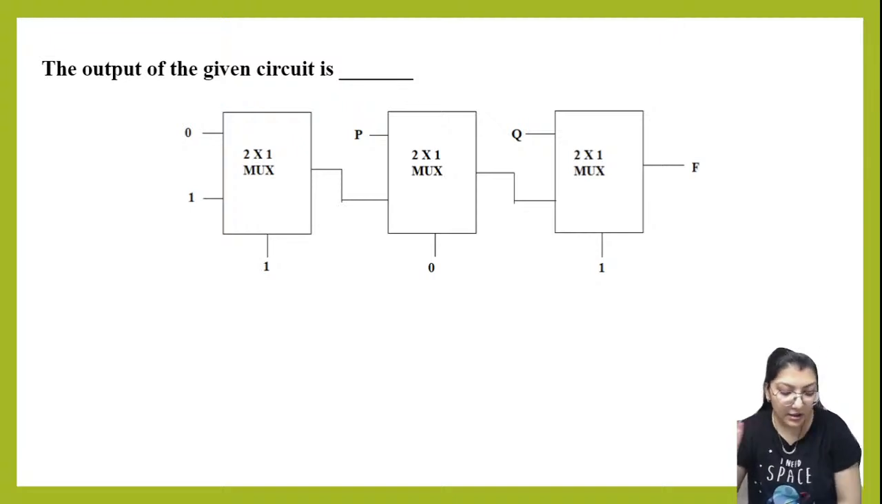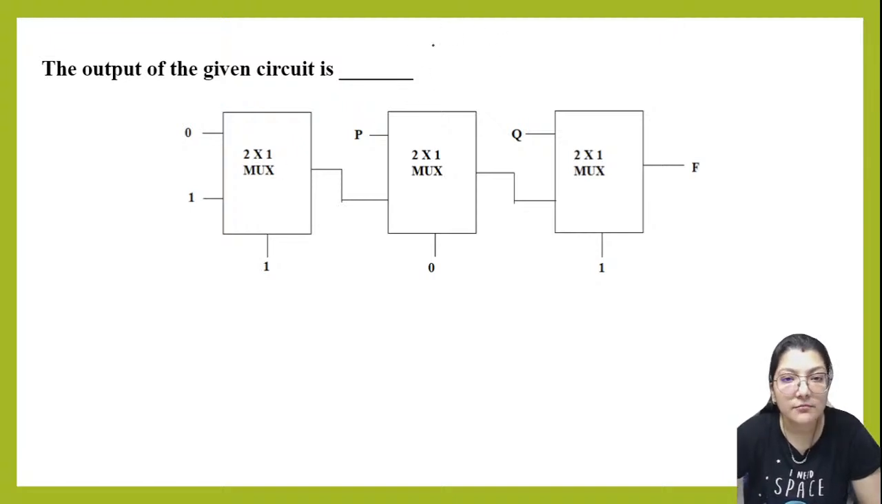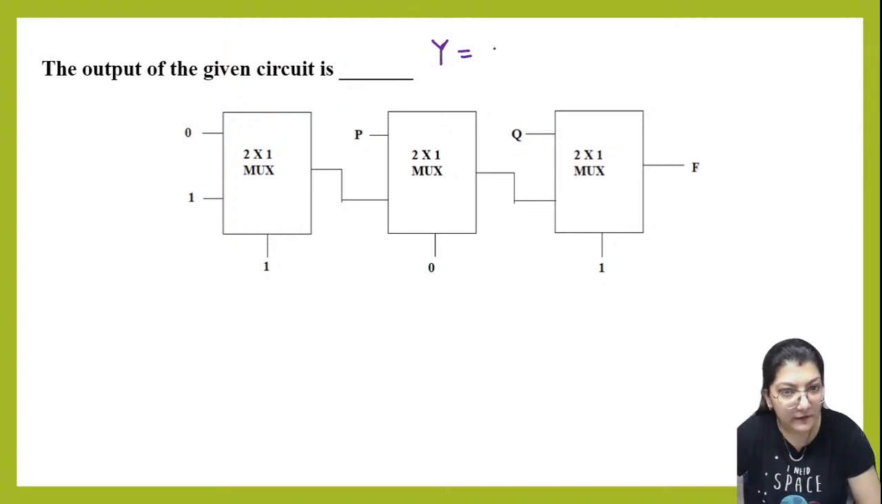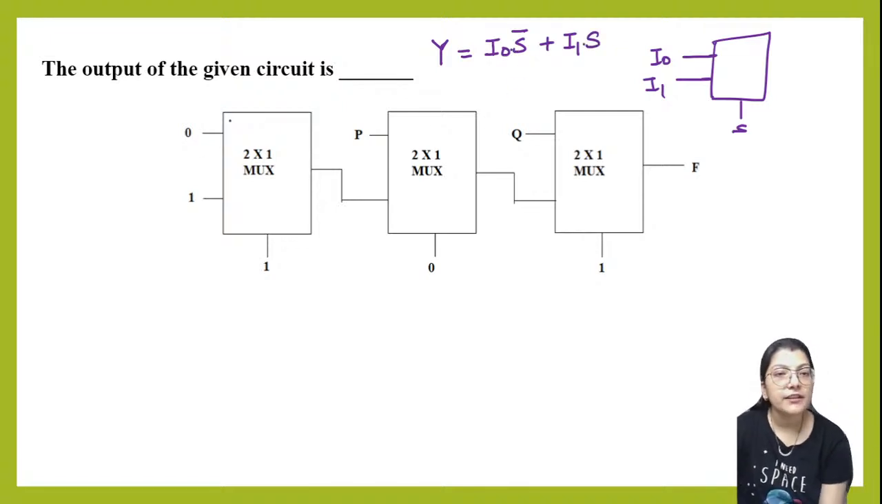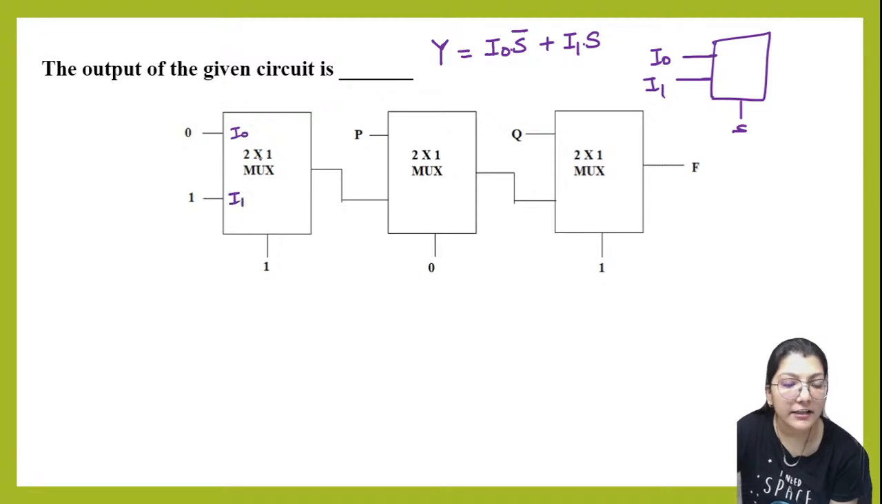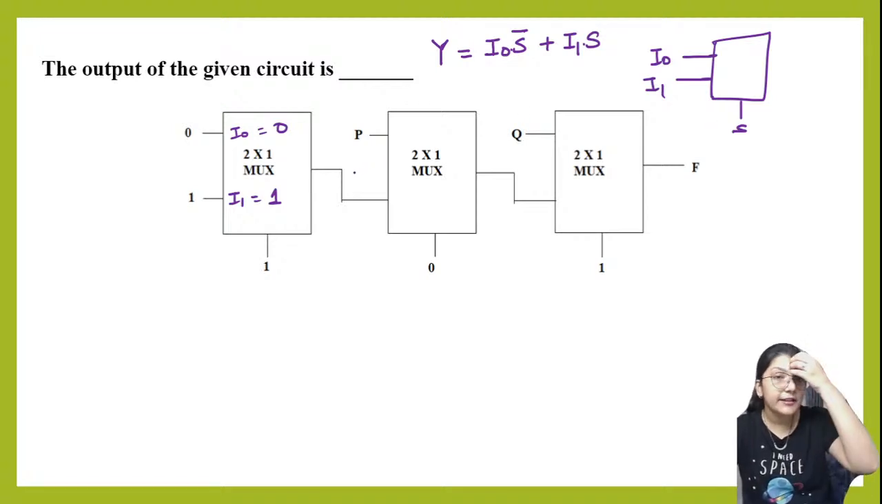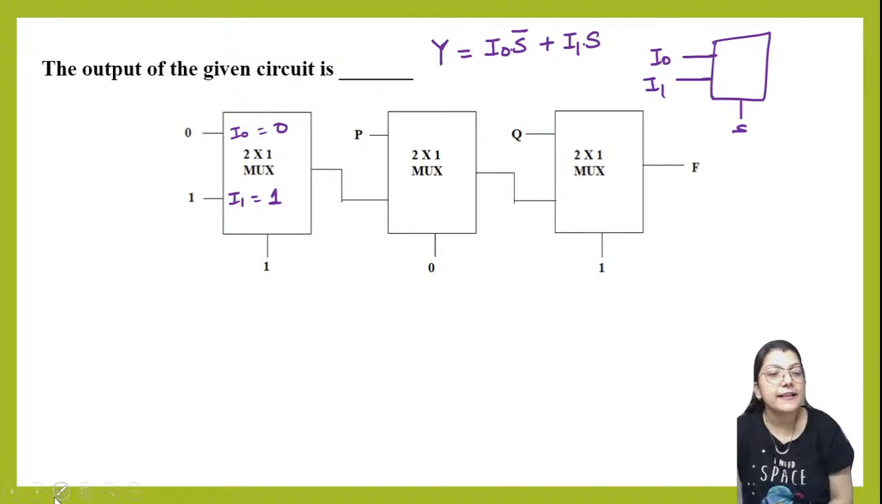Okay, so we have this 2 cross 1 mux. We all know the equation for a 2 cross 1 mux. If this is the 2 cross 1 mux with inputs I naught and I1 and S is the select line, then with I naught the term will be S complement and with I1 the term will be S. I hope you all know this. This is your I naught and this is your I1. Whenever I naught is 0 and I1 is 1, with 0 the select line will be treated as a negative select line, and with 1 it will be treated as a positive select line.